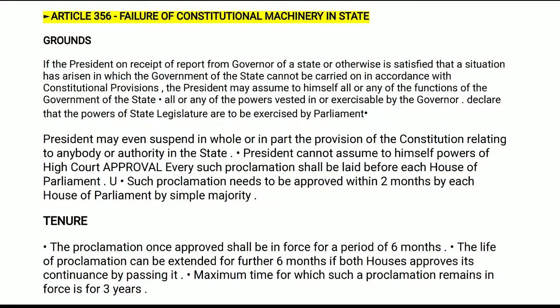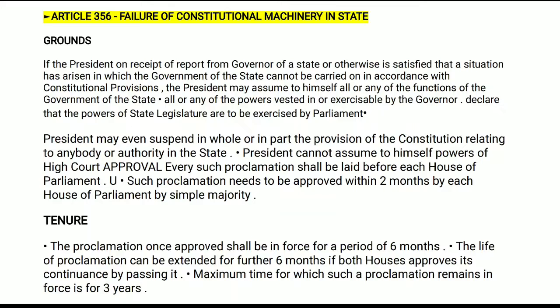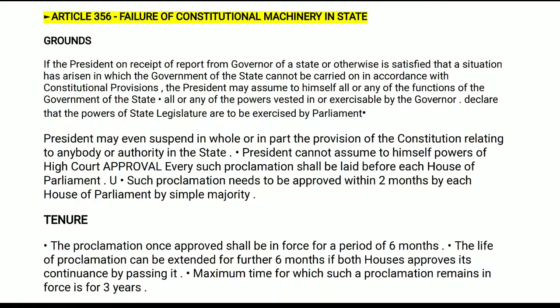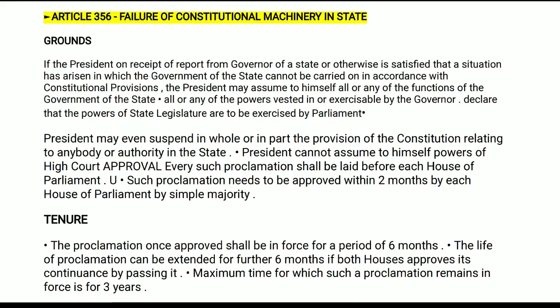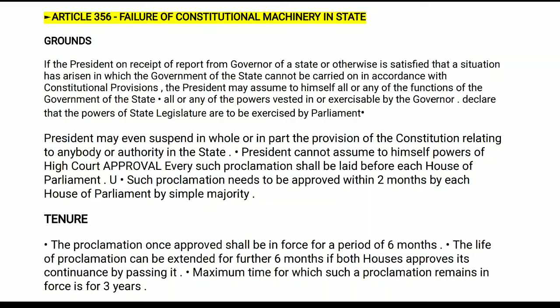Approval. Every such proclamation shall be laid before each House of Parliament. Such proclamation needs to be approved within 2 months by each House of Parliament by simple majority. Tenure. The proclamation, once approved, shall be in force for a period of 6 months. The life of the proclamation can be extended for a further 6 months if both houses approve its continuance. The maximum time for which such a proclamation remains in force is 3 years.